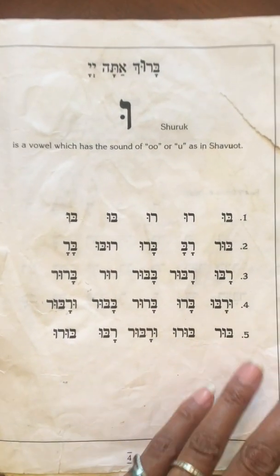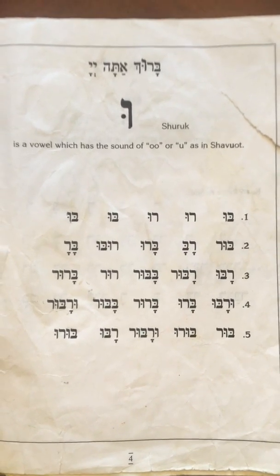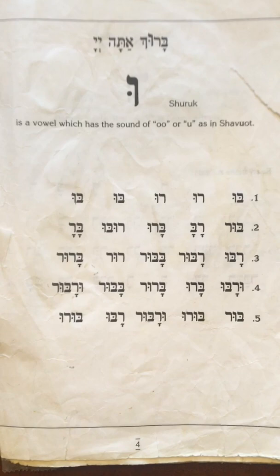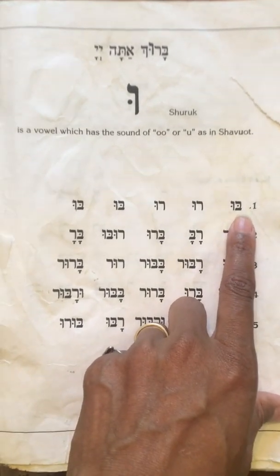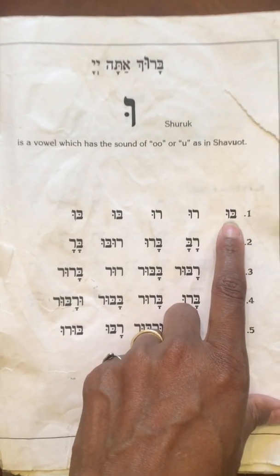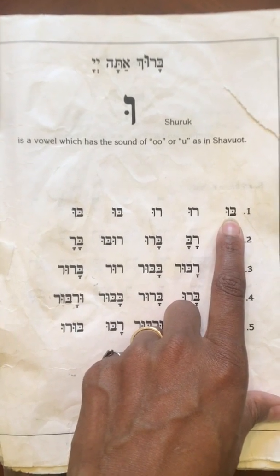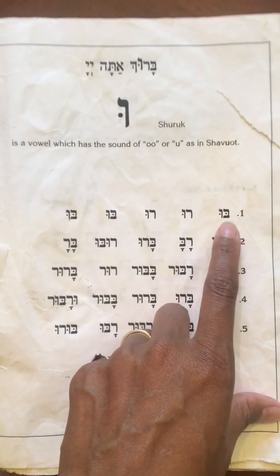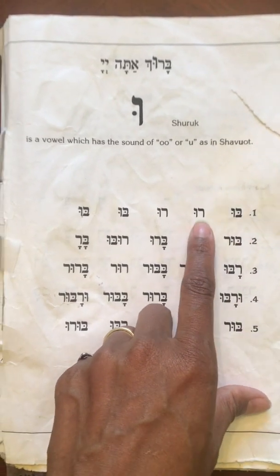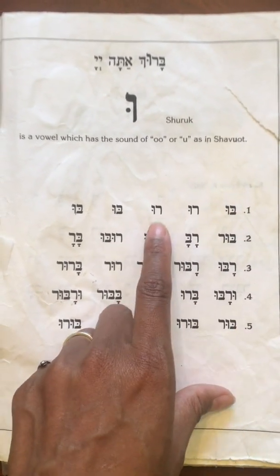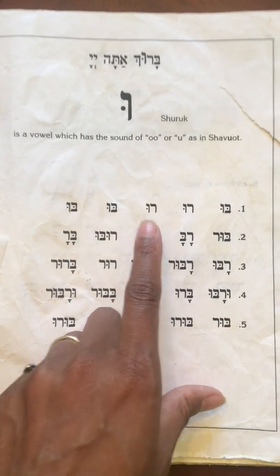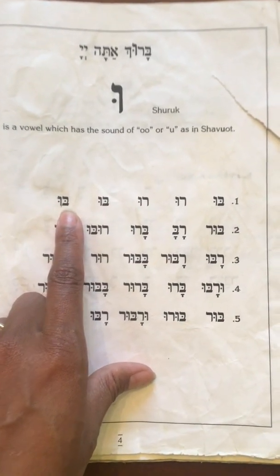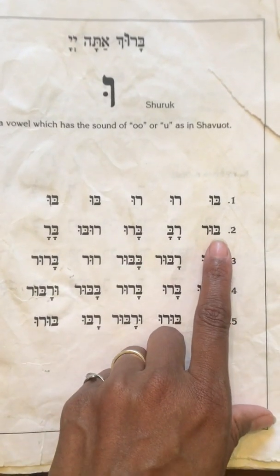So let's just give a go at it. And once again, you guys can always rewind this video back. I hope that I'm going slow enough to allow you to get a good grasp and understanding, okay? So here we go. When you put the bet with that oo sound, it's going to do just what you think it would do. It's going to go boo, okay? So here we go. Boo, roo, roo, boo, boo.